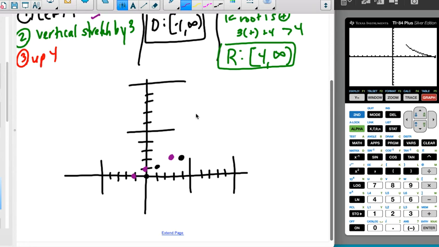Okay, I did that. The next thing I'm going to do is vertically stretch by 3. So that means essentially multiply the y value by 3. Well, 0 times 3 is still 0. 1 times 3 would give me a 3, and 2 times 3 would give me a 6. So this has gotten a lot taller, right?